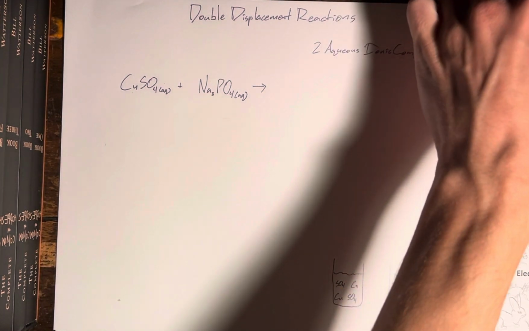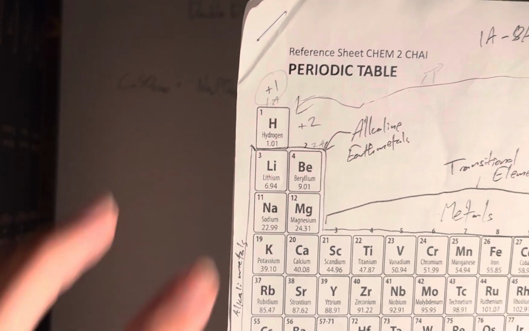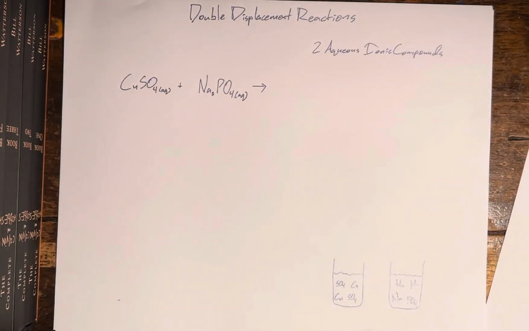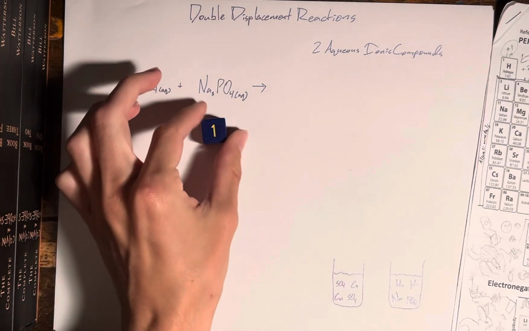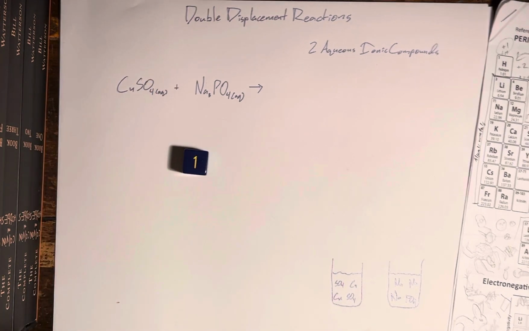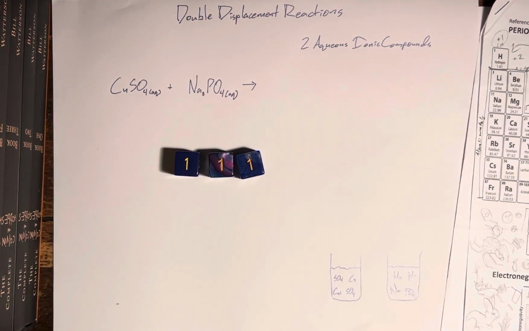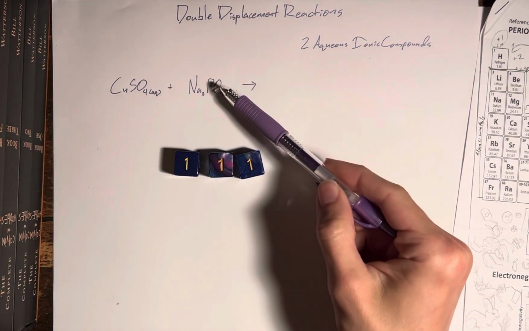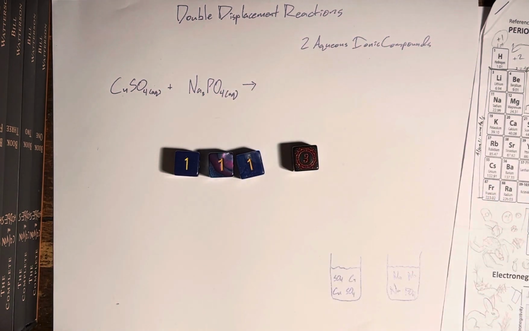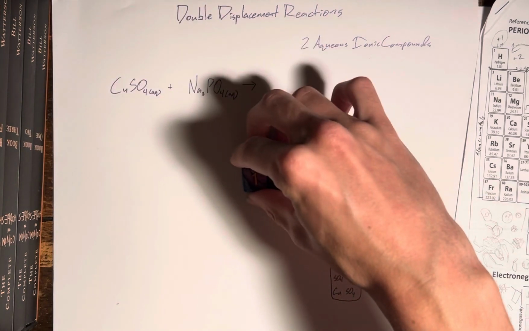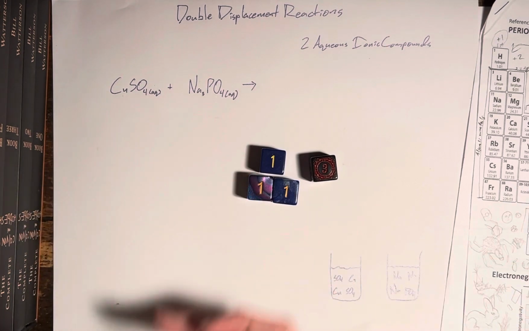We can take a look at our periodic table, and sodium is in our +1 column. So let's go ahead and use this blue dice to denote +1, and we have 3 of those. So we're going to put 3 +1s, right? Therefore, we know that our phosphate must have a charge of -3 to counteract with that. So there's our first compound. It's got a +3 and a -3 in there. Nice and bonded.